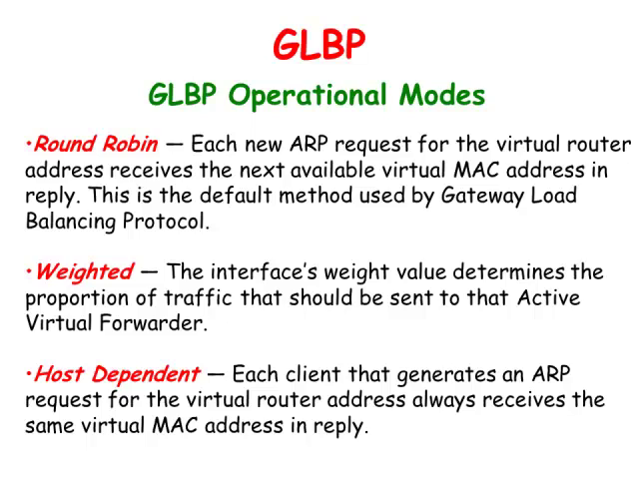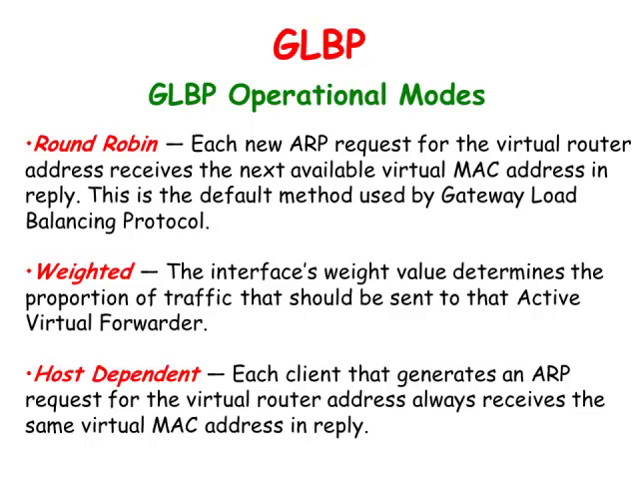The round robin mode means that each new ARP reply for the virtual router address receives the next available virtual MAC address in reply. Traffic load is distributed evenly across all routers participating as active virtual forwarders in the group, assuming that each of the clients sends and receives the same amount of traffic. This is the default method used by Gateway Load Balancing Protocol.